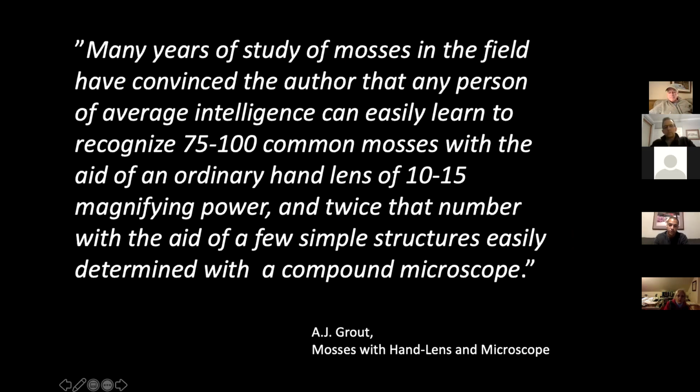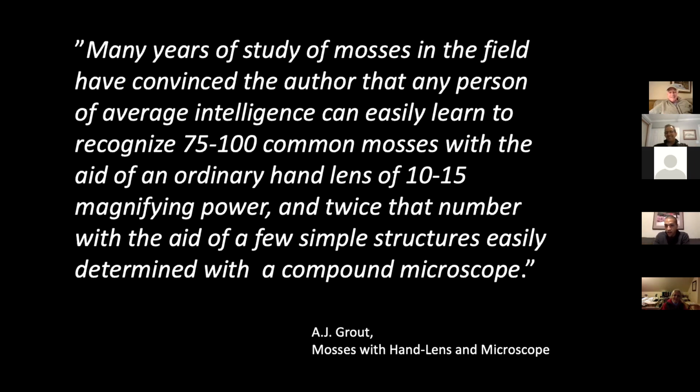So as far as trying to learn these things, here's a quote by A.J. Grout, a biologist in the early 1900s. "Many years of study of mosses in the field have convinced the author that any person of average intelligence can easily learn to recognize 75 to 100 common mosses with just a hand lens, and then twice that with a microscope." So this could either be encouraging or insulting, depending on who you are. I don't think I know 100 mosses off the top of my head. So apparently I have some work to do, according to Mr. Grout.